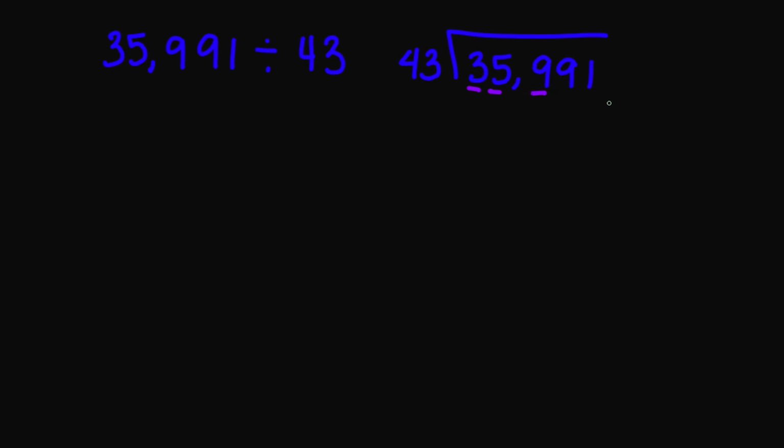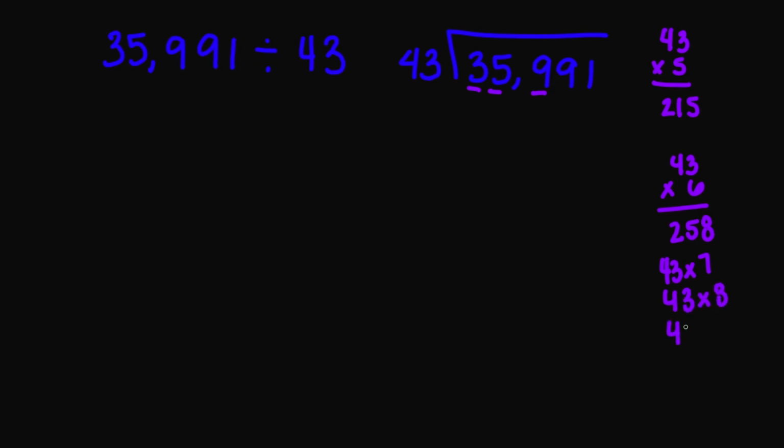All right, and let's see, because this is a large number, let's just try 43 times 5 to see what we get. This is going to be 215. Let's do 43 times 6. That's 258. And then we could still go some more. Let's try 43 times 7, 43 times 8, and then 43 times 9. Let's see what we get.